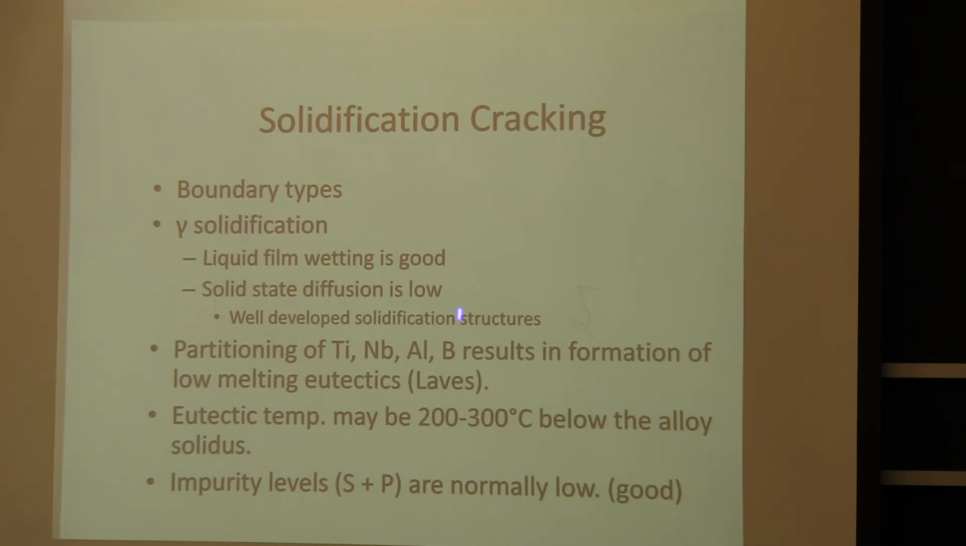The problem with the eutectic phases along the grain boundaries is they melt at a much lower temperature than the bulk material, and so they remain liquid for longer as things are solidifying. So if there's a liquid phase along the grain boundary and you put some stress on it, it's going to pull apart, it's going to crack.